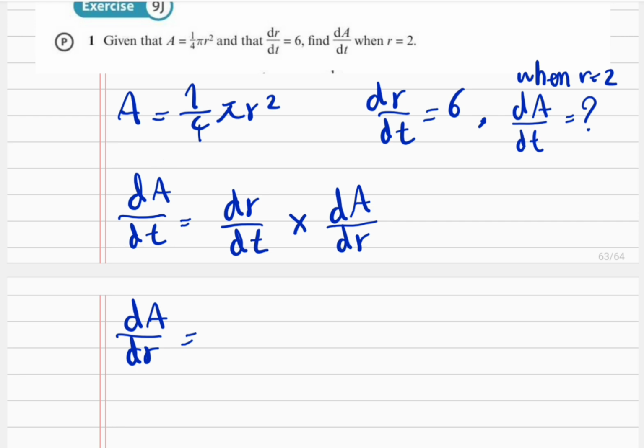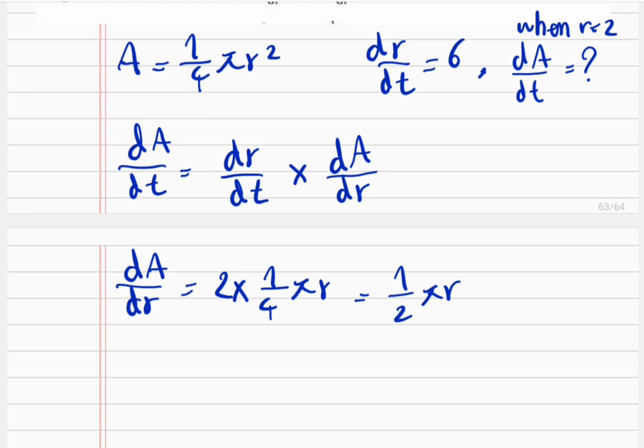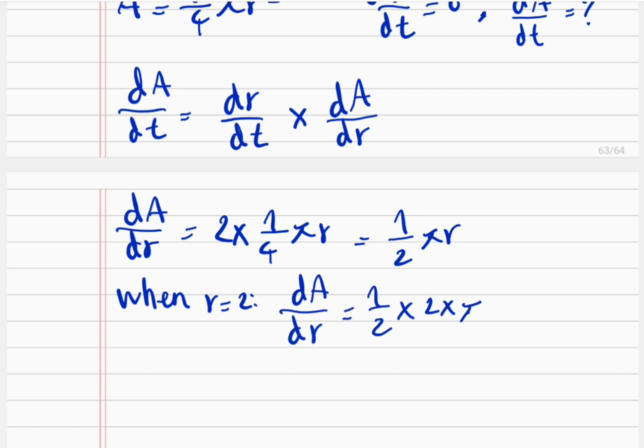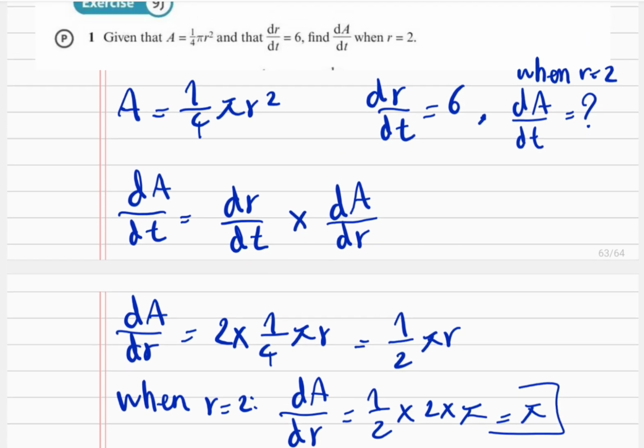So that's going to be 2 times the 4th pi r squared. Pi r, not a square. And that's simply a half pi r. But remember, we want the value, remember that the value of r is 2, so we need to substitute 2 into the dA/dr, and when r is equal to 2, the dA/dr is equal to a half times 2 times pi, which is just pi.